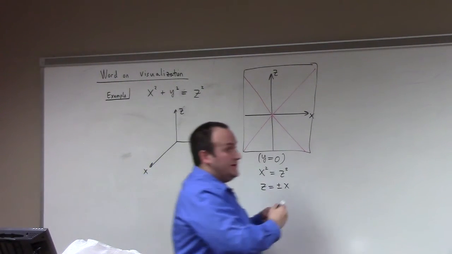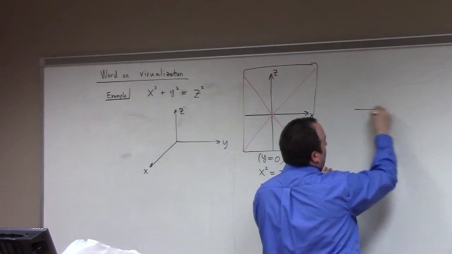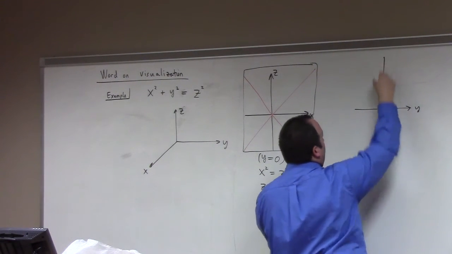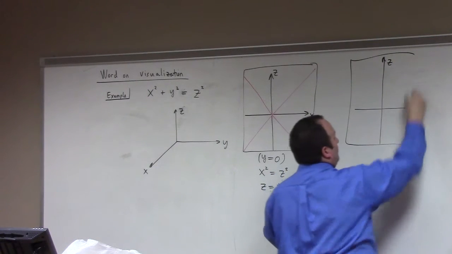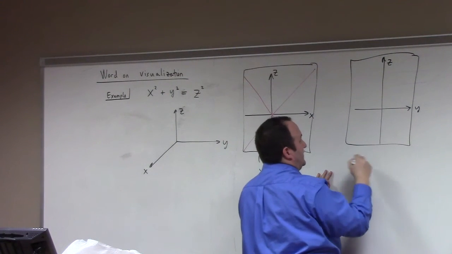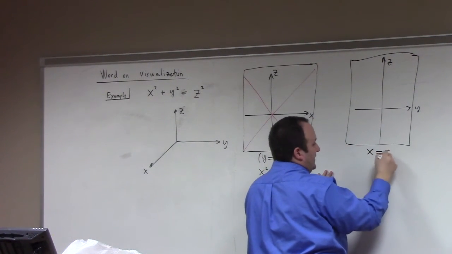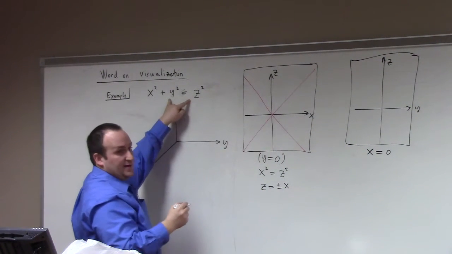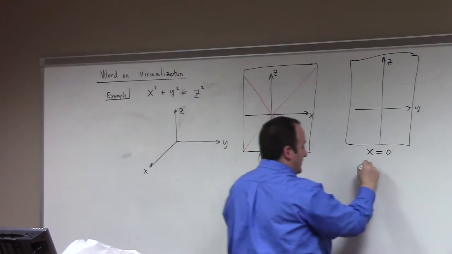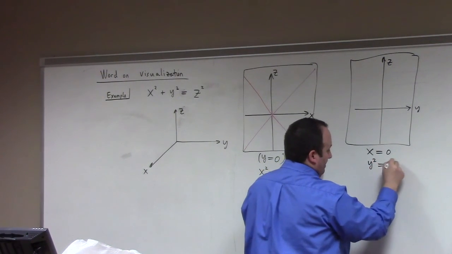What else can we look at? We could also look at the yz plane, right? What's the equation of the yz plane? That's where x is equal to 0, right? With x equal to 0, what does this equation become? It becomes y squared equals z squared.